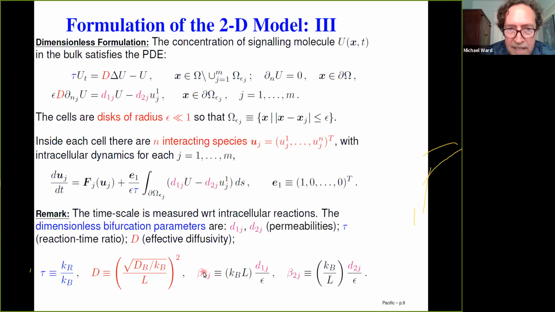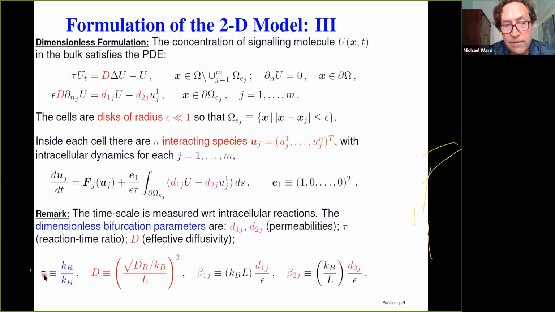So the key bifurcation parameters in this model are the following. The permeabilities, which are these D1Js and D2Js. D1J is an influx, measures the influx of the chemical into the cells. D2J measures the efflux of the intracellular component out of the domain. There's the ratio tau of the reaction rate of the intracellular reactions over the decay time scale of the bulk signal.